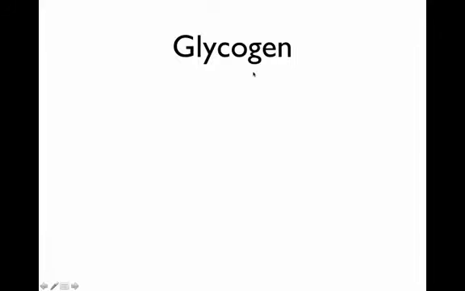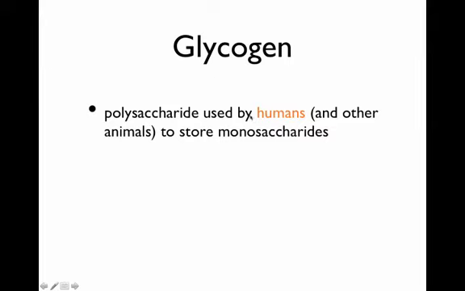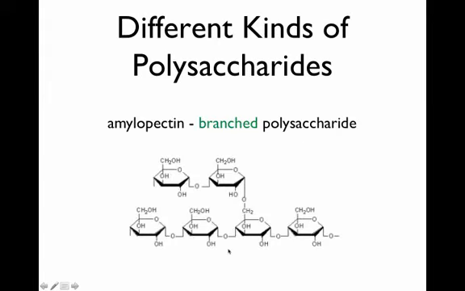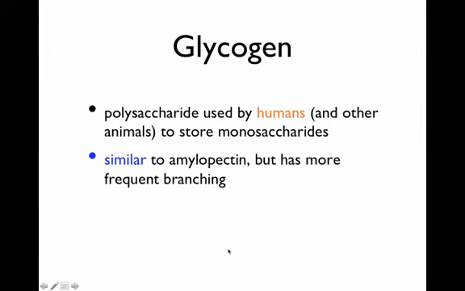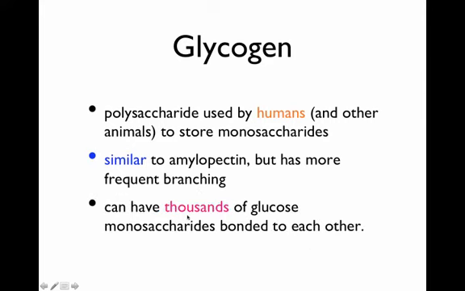There's glycogen. This is one that I'd like you to be more familiar with. It's a polysaccharide used by humans and other animals to store monosaccharides. It's similar to amylopectin, but it has more frequent branches. But it's a lot like the molecule that I showed you on the previous slide. You can have thousands, probably tens of thousands of glucose monosaccharides attached to each other.